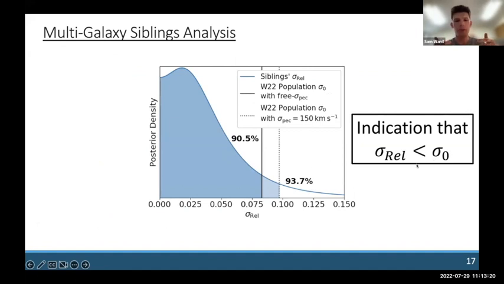So this aligns with our qualitative expectations, namely that the siblings' common properties probably contribute towards the total intrinsic scatter in the Hubble diagram, and hence don't contribute towards the relative intrinsic scatter. How much less sigma rel is compared to sigma naught can best be answered by looking at even more siblings. And then this begs the question, okay, why are our siblings' distance estimates correlated? How can we account for the fact that sigma rel is less than sigma naught? So this result is indicative, and it motivates future work analyzing more siblings.